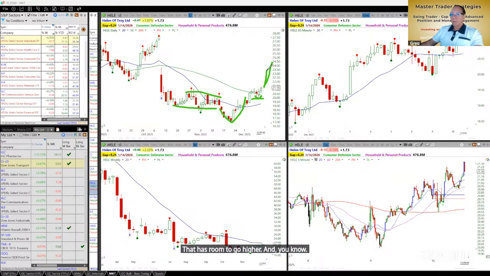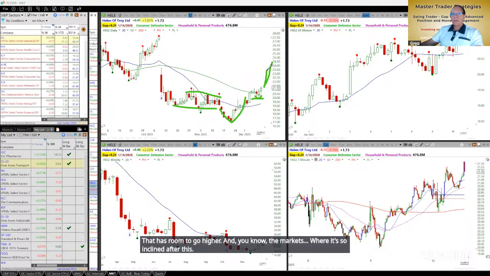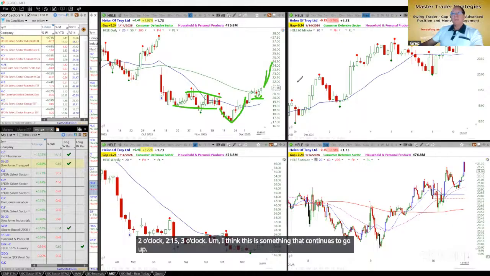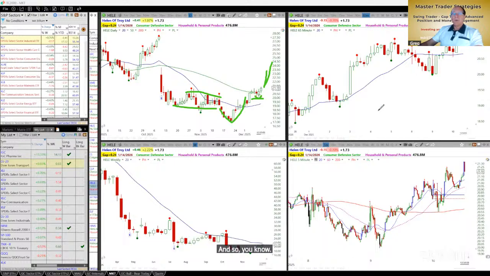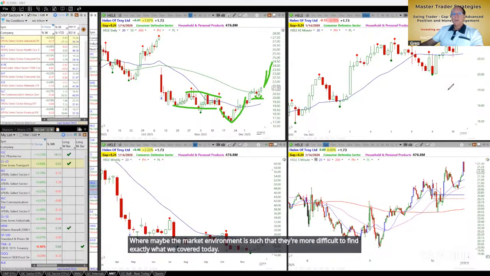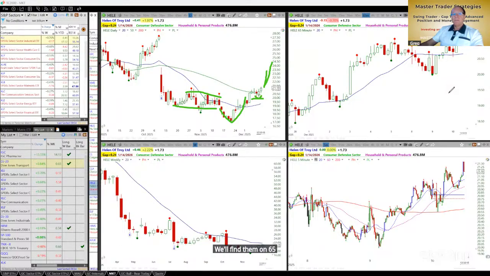The markets were so inclined after this 2 o'clock, 2:15, 3 o'clock. I think this is something that continues to go up. And so, with 65-minute time frames, you can apply the same thing there. A lot of times where we're looking for setups where maybe the market environment is such that they're more difficult to find, exactly what we covered today, we'll find them on 65-minute charts. Those are our go-tos when the dailies aren't set up, ideally. And you can see here the weekly is bottoming out also.